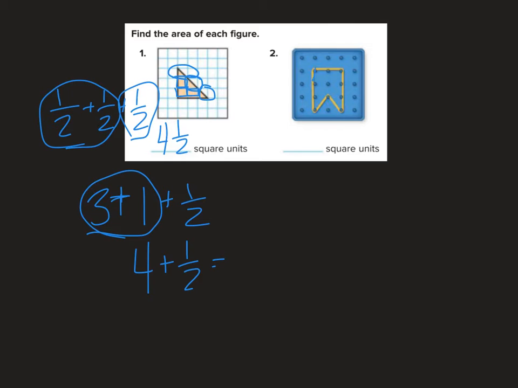And here we have wholes, let me pick a different color, it's hard to see. So we have 1, 2, 3, 4 wholes plus 2 halves, and we know 2 halves make a whole. So this area is 5 square units.